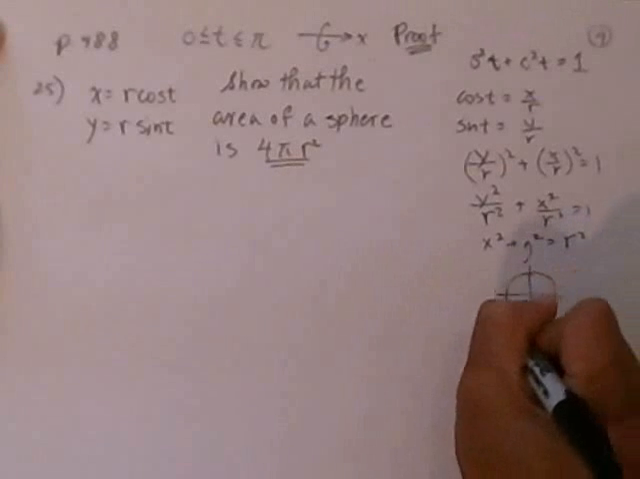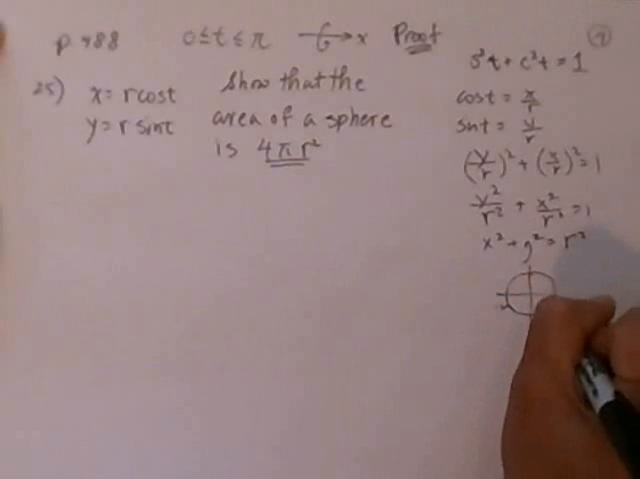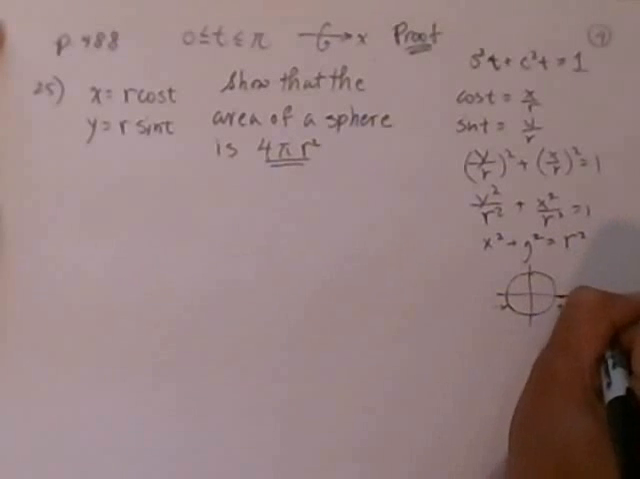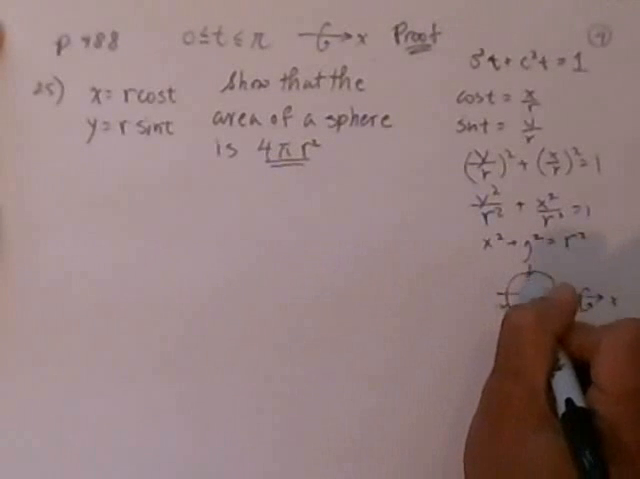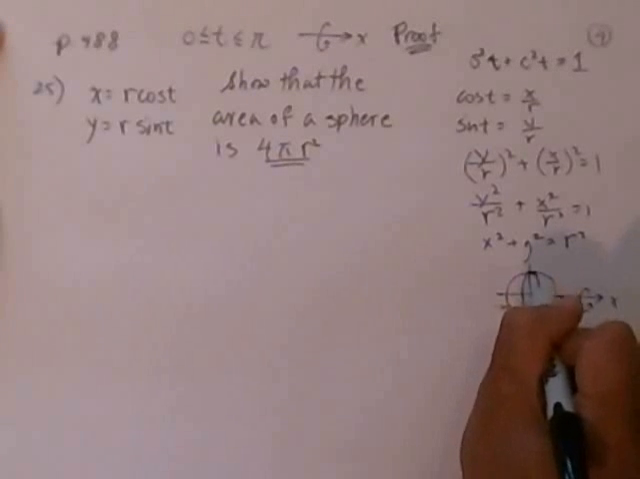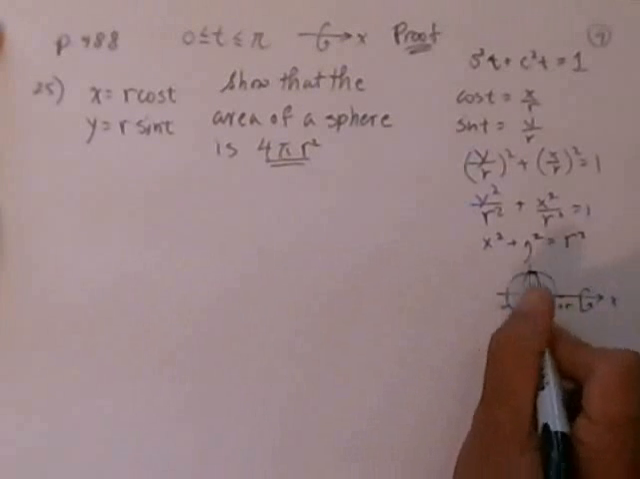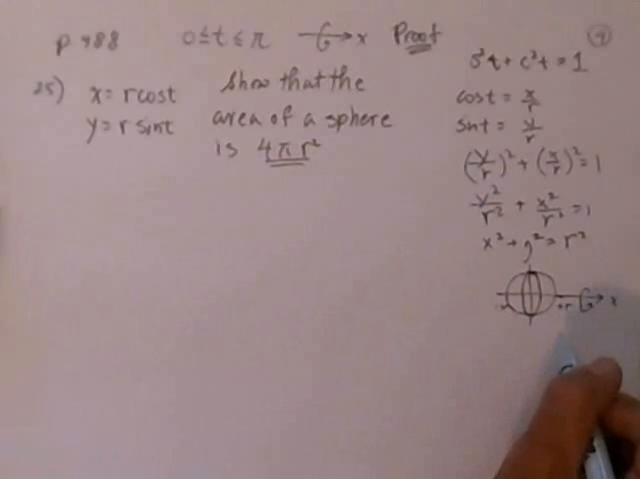It's a circle like this. That's negative r to r, and we're going to spin it around the x-axis here. As we spin it, we end up with something like this, and so it's going to be a sphere. We're trying to find the surface area.